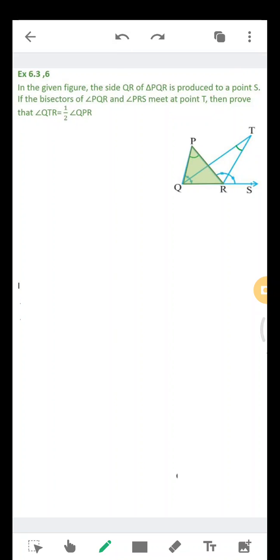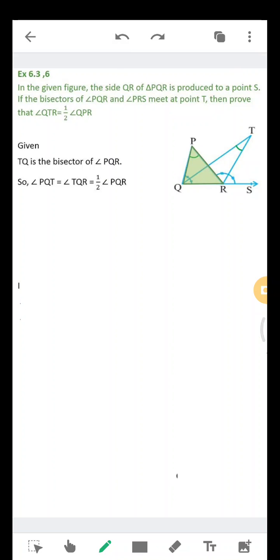So we have to prove that angle QTR is equal to half of QPR. Whenever this type of figure comes, this angle QTR will be half of the other angle, QPR. Let's see how to prove this theorem. So first I'll see what the bisector is doing.